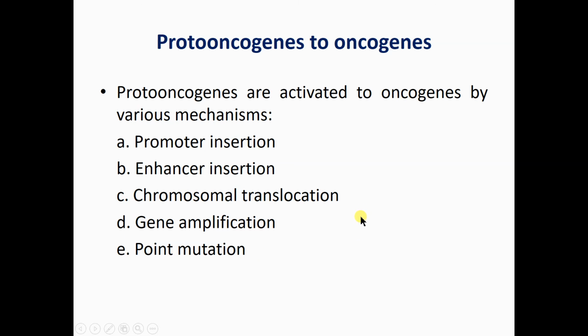Then point mutation. If certain nucleotides become defective or are removed by a point mutation in the proto-oncogenes, it may lead to defective activity of these proto-oncogenes, which are then called oncogenes. So these are the 5 different mechanisms: promoter insertion, enhancer insertion, chromosomal translocation, gene amplification, and point mutation.